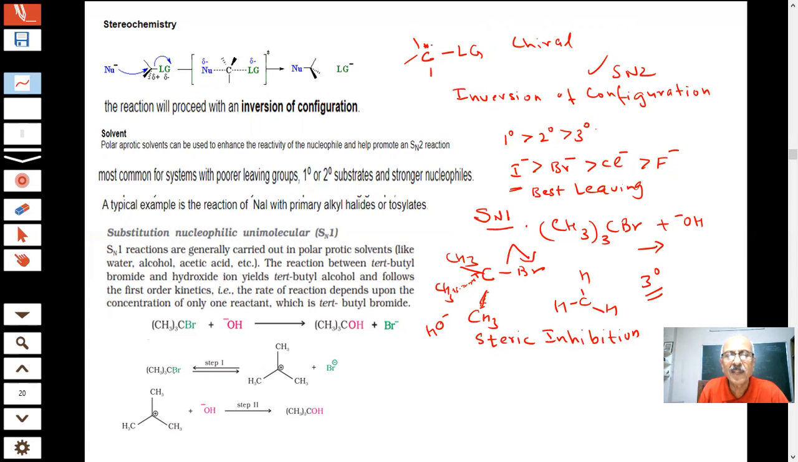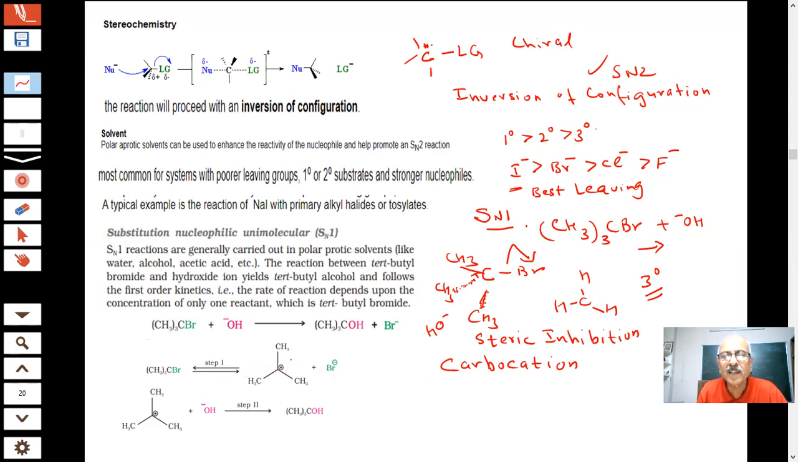In the first step, the leaving group leaves and you get the formation of a carbocation, carrying a positive charge. The carbocation is sp2 hybridized, while this is sp3 hybridized. Carbocation is planar, as you can see from its structure. This is a slow step. This is the rate determining step, step 1.